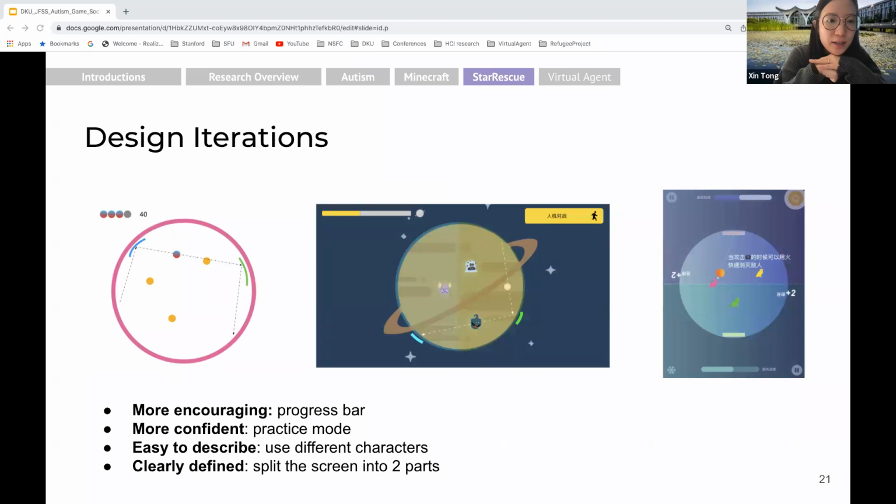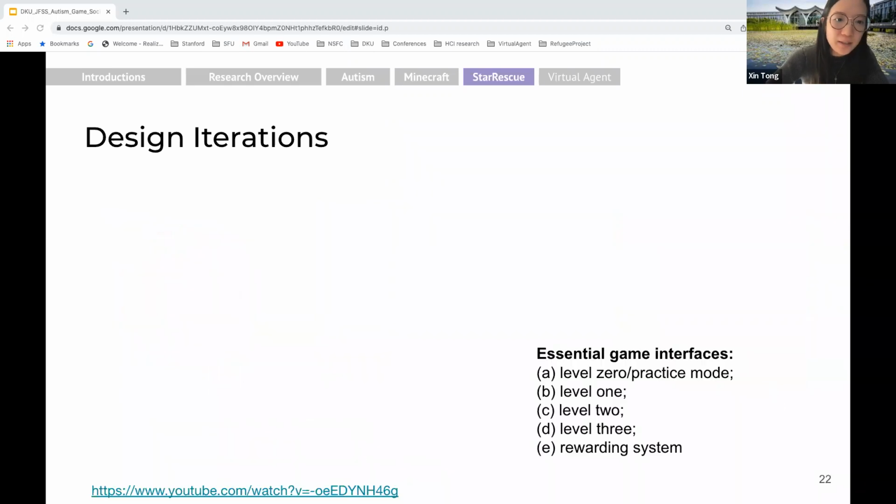So here are some iterations from the beginning concepts gradually till the end, based on the feedback we got from parents. So for instance, in the very beginning, the players were more flexible. They could go everywhere on the screen. And in the end, they each take half of the screen. So this is one example of how design features evolved based on feedback.